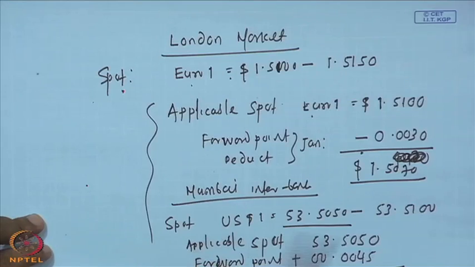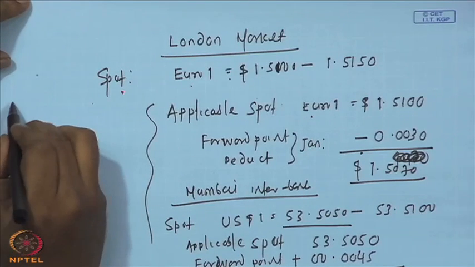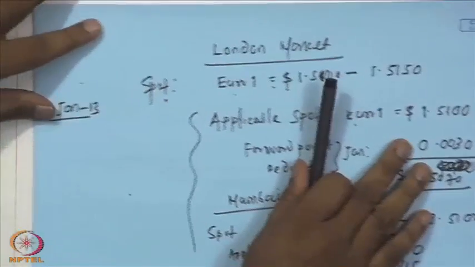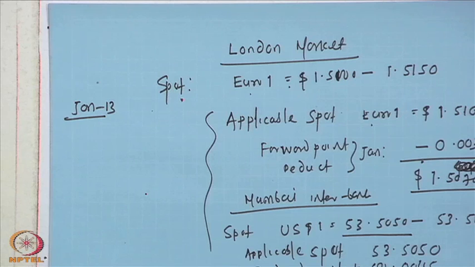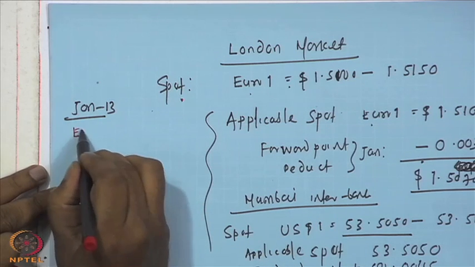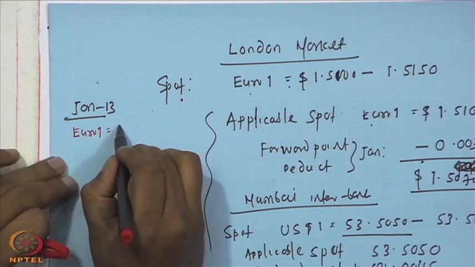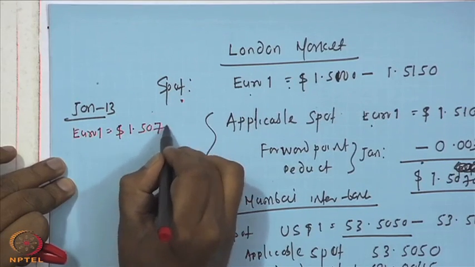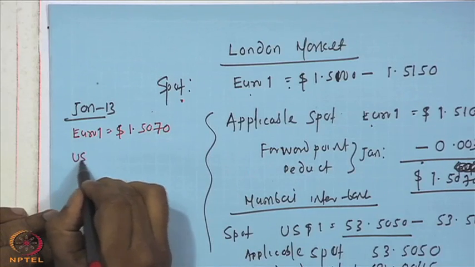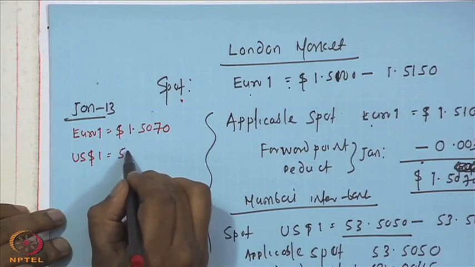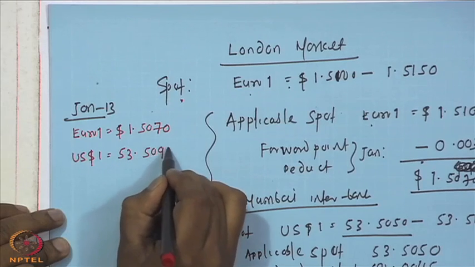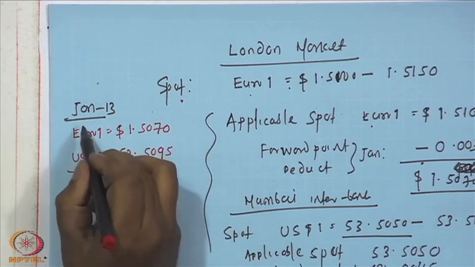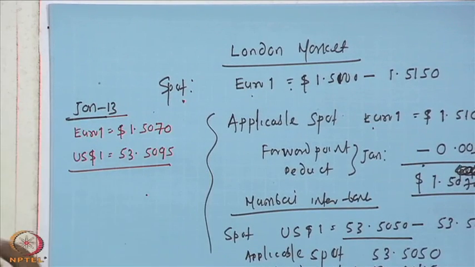So, what did we get? For the month of January 13, we got three things. First thing, the euro dollar rate, 1 euro will be 1.5070 dollar, and the rupee dollar rate will be 53.5095. These two things we got from the market. Now, this rate will be applicable for January month, January 2013.